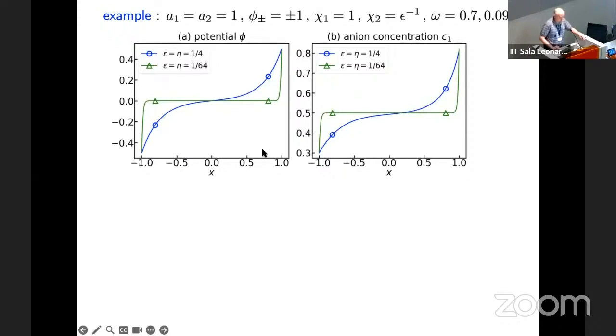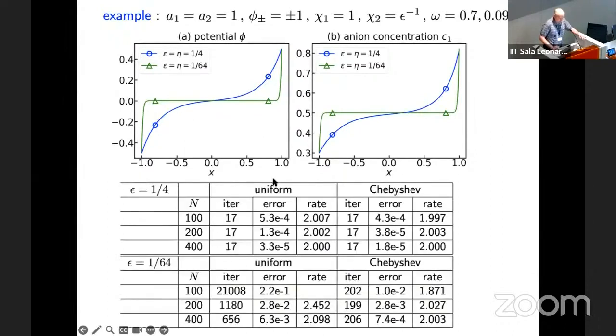points across the channel. We think of it as a channel. And we check the error. These are uniform points. These are Chebyshev discretization points. It looks like it's converging with second order accuracy.